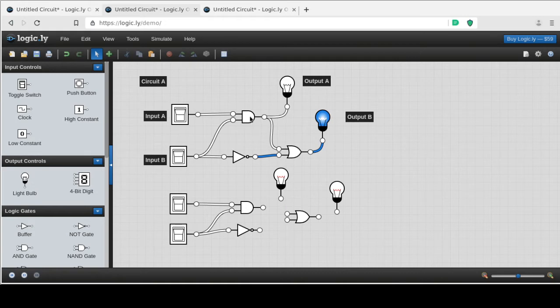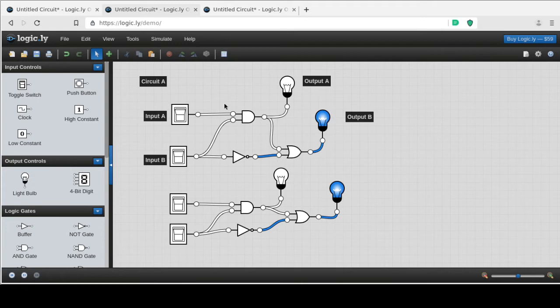Okay, and then the AND gate feeds output A like this, but the AND gate is also fed into the OR gate like that. And the NOT gate feeds the other lead of the OR gate. And then finally the OR gate is attached to the light bulb like that.